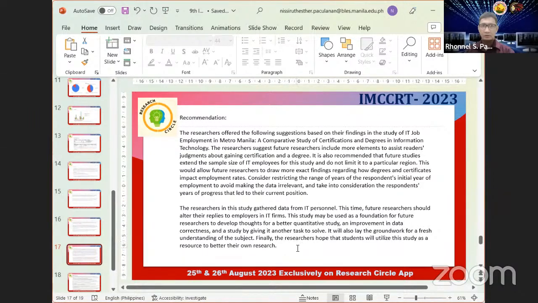So this study may be used as a foundation for future researchers to develop better quantitative studies and improvement in data correctness, by giving another task to solve. It will also lay the groundwork for a fresh understanding of the subject. Finally, the researcher hoped that students will utilize this study as a resource to better their own research.